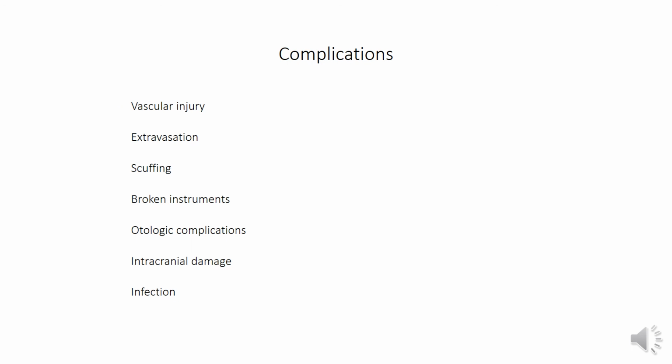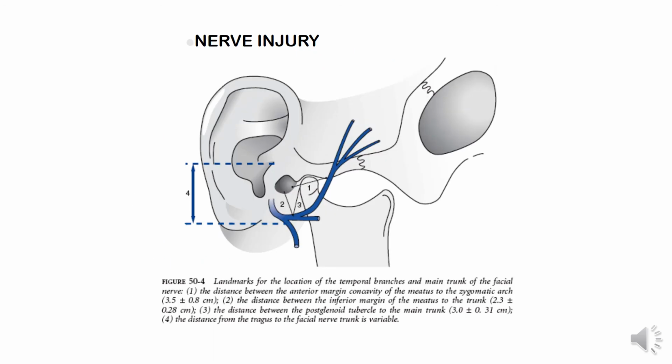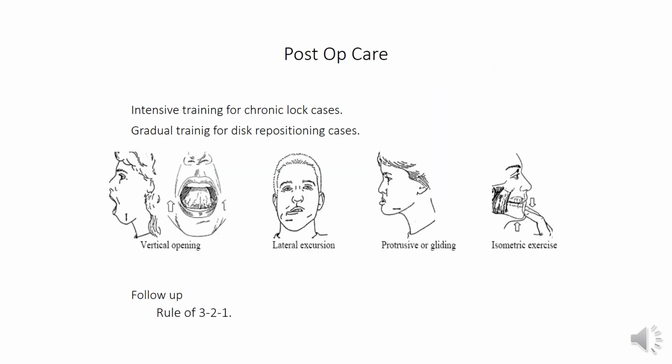Coming to complications, there can be vascular injury, extravasation, and scuffing. The instruments can break. There can be otologic complications because it is close to the ear, or intracranial damage. And if the infection protocol is not followed, there can be an infection. You can see a nerve injury. In this picture we already showed you how to avoid it. This will be the complication if you don't follow the protocol explained earlier. The same holds good for an arthroscopic procedure when you want to access the temporomandibular joint.